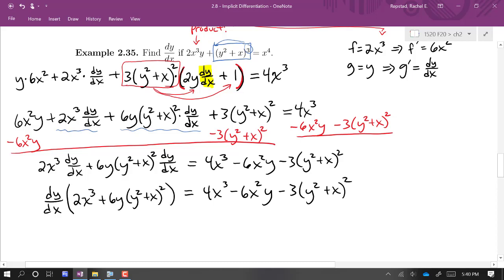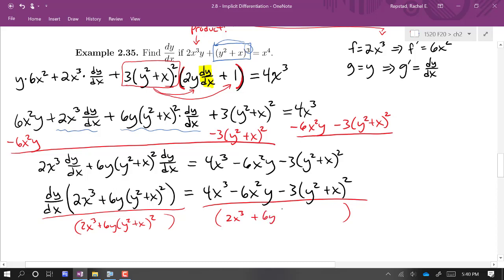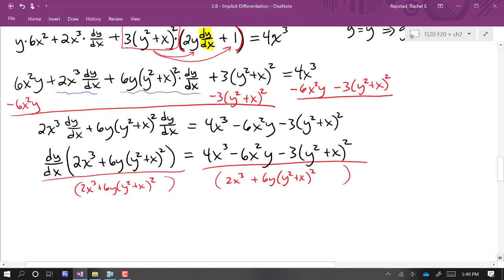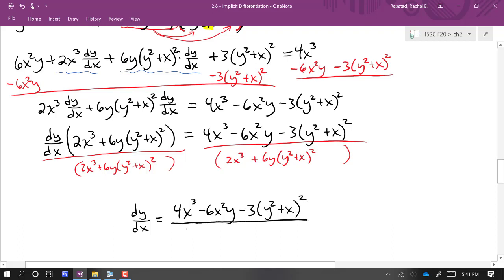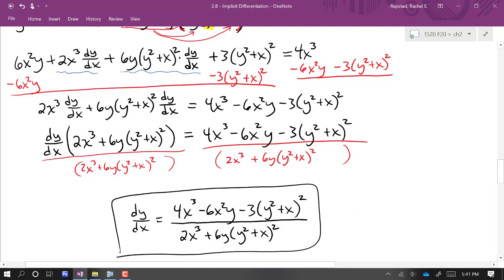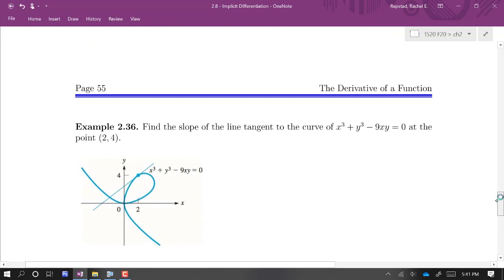And now it's all over but the shouting. To solve for dy dx, we're just going to divide by the stuff in the parentheses here. There we have it. All right, let's do another one.